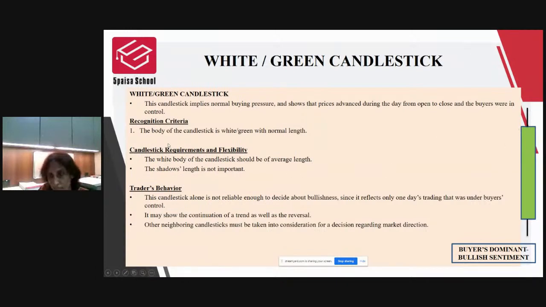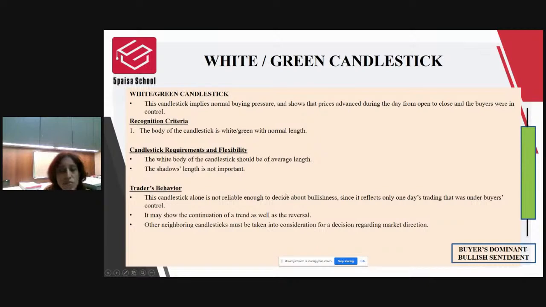How do you recognize this? The body of the candlestick, as I already said, is white or green with normal length. The requirement and flexibility for this candlestick is that the white body should be of an average length, and the shadows' length is not important. What are shadows? These are the shadows. So the length of the shadows is not important in this particular case.